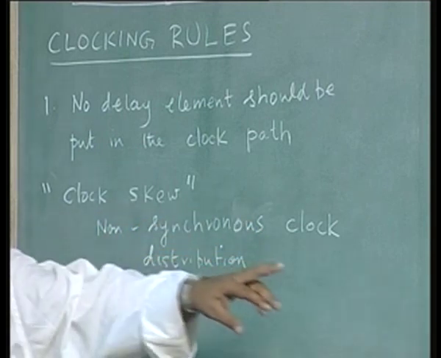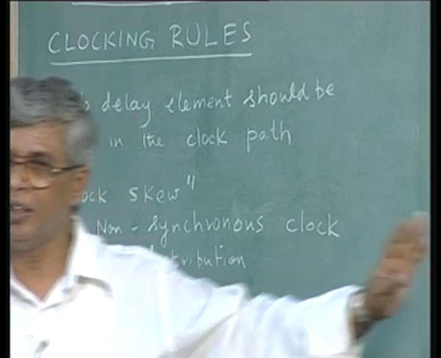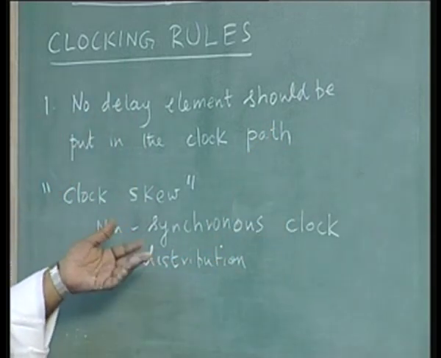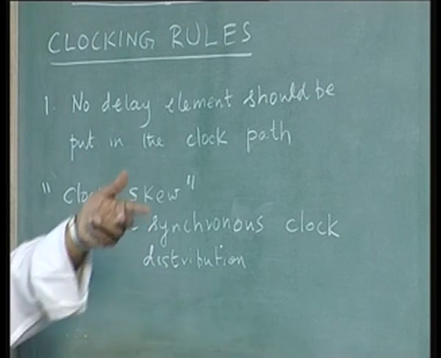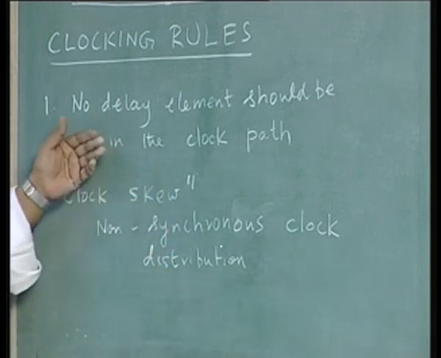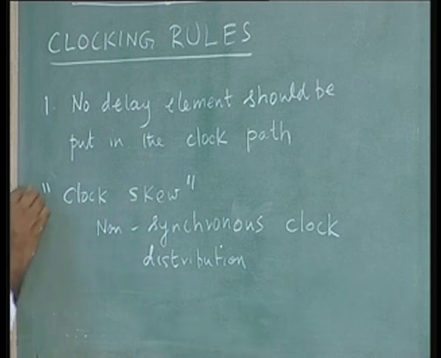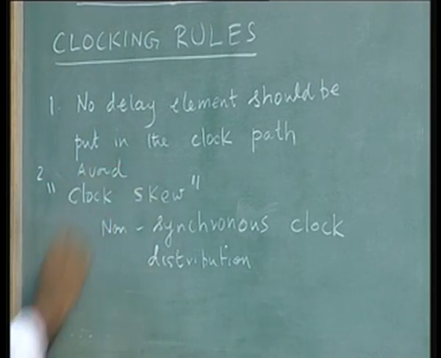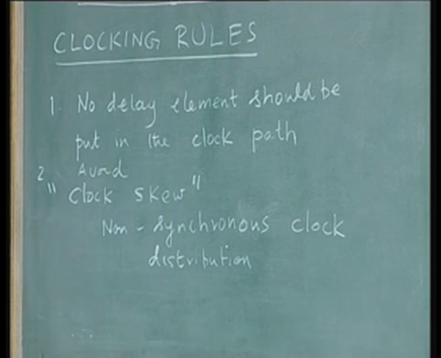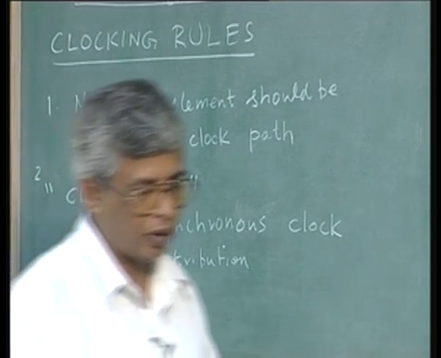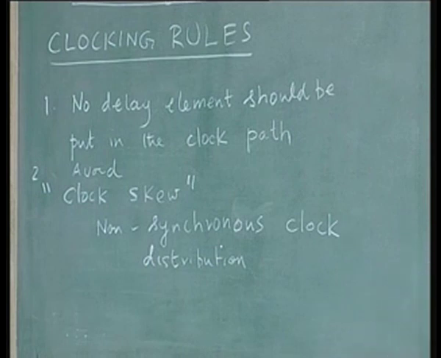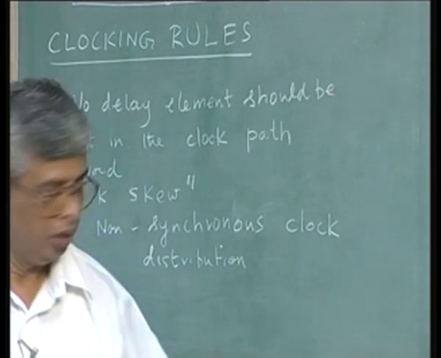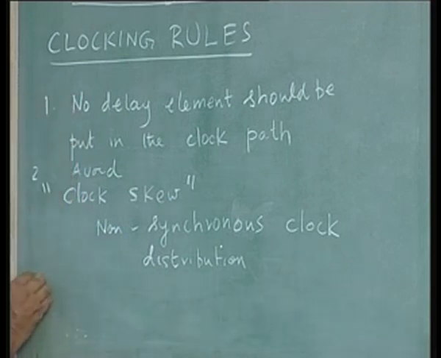The other thing is this delay may be purposeful, or due to unequal matching of the flip flops and all that. You can put in a deliberate delay, but you can avoid that. No delay element should be there. So the second rule is avoid clock skew, which is part of the first rule. Avoid clock skew. Then we have, to the extent possible, use only synchronous sequential circuits.